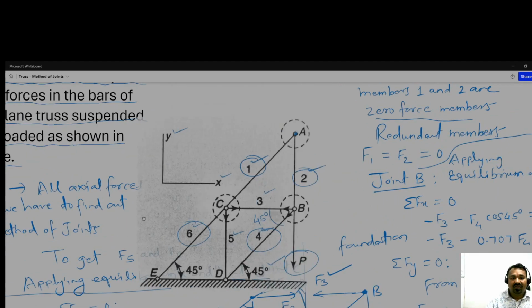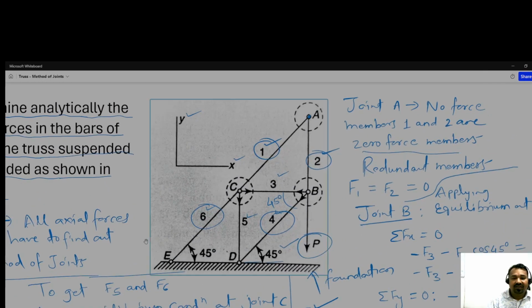In this question, firstly we identified the zero force members at A. Because at this joint no force is acting, that's why members 1 and 2 are zero force members. Why are these known as redundant members, and what are the advantages? Whenever required, suppose any of the active members like 5 or 3 becomes useless, then we need a substitute. So these are like substitutes, so that whatever heavy loads and pressures our structure may be subjected to, it can cope. To cope with that, these redundant members are required.